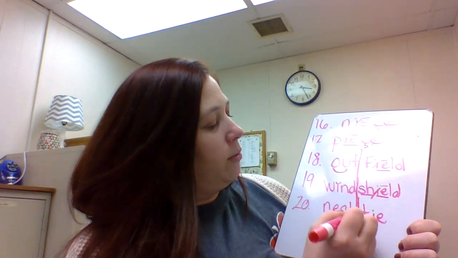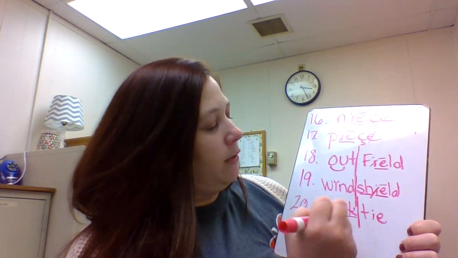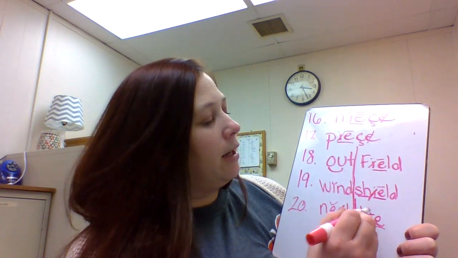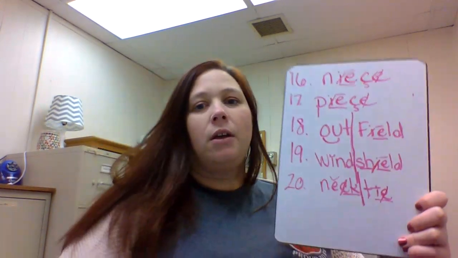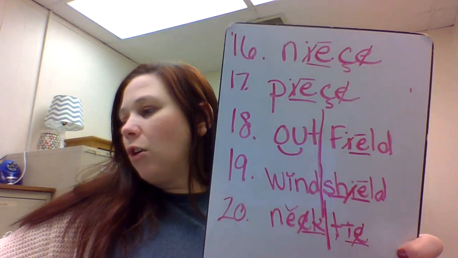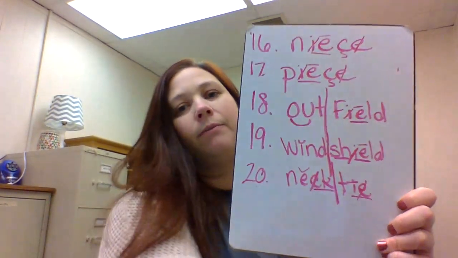We have CK digraph. We mark the C off. Our E gets a brev. And then we have our IE again. And this time, we're saying tie, our I gets a macron, our E gets marked off. Make sure you have those down. Draw a line over to the picture that matches. We're going to move on to our last set of coding.